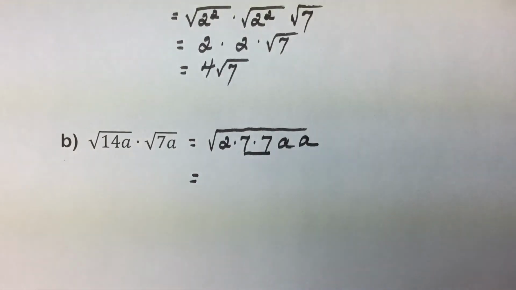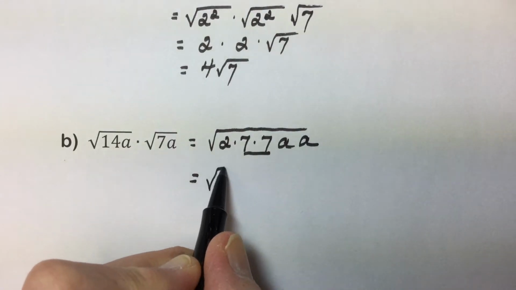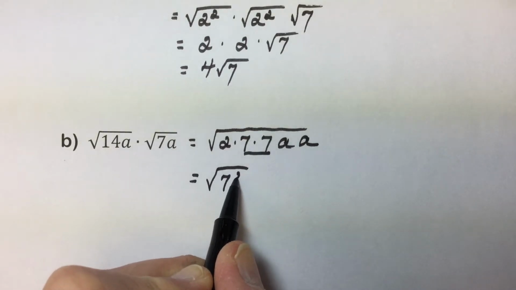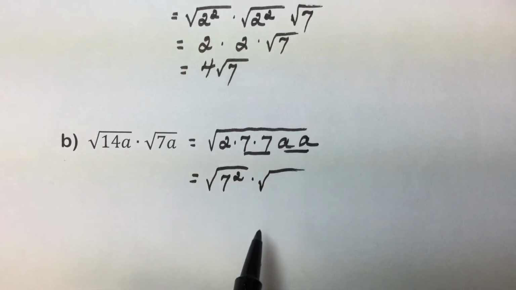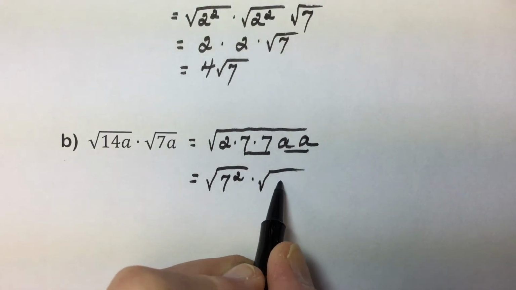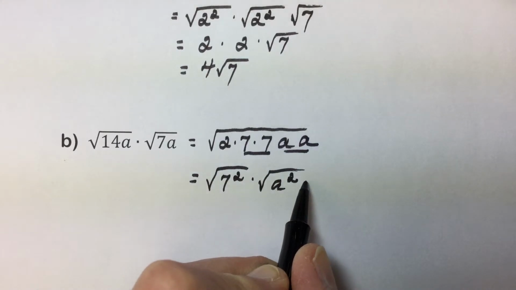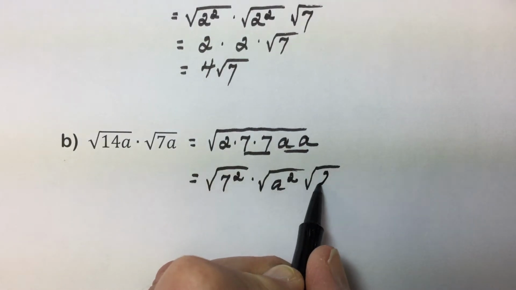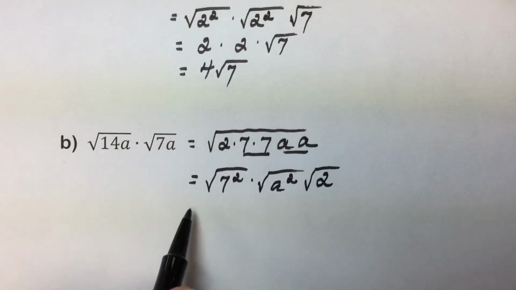Recognizing again here, we have a pair of 7's, and just to show the steps, 7 times 7 can be written as 7 to the second power underneath a radical. Likewise, we have a times a, which can be expressed as a to the second power. And we can't forget that we also have a 2 as one of our factors underneath the radical sign.